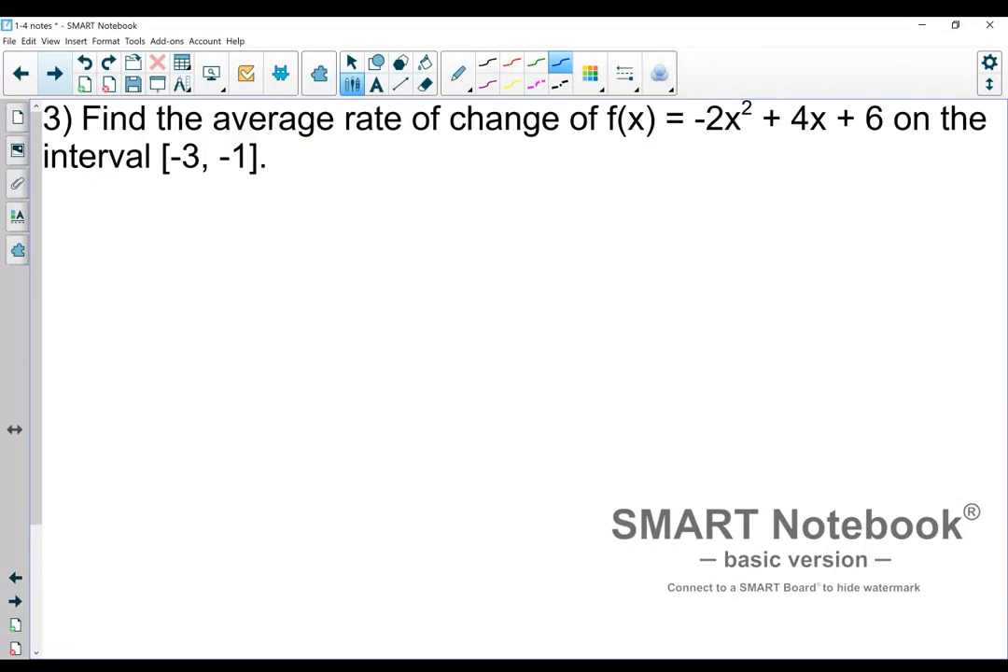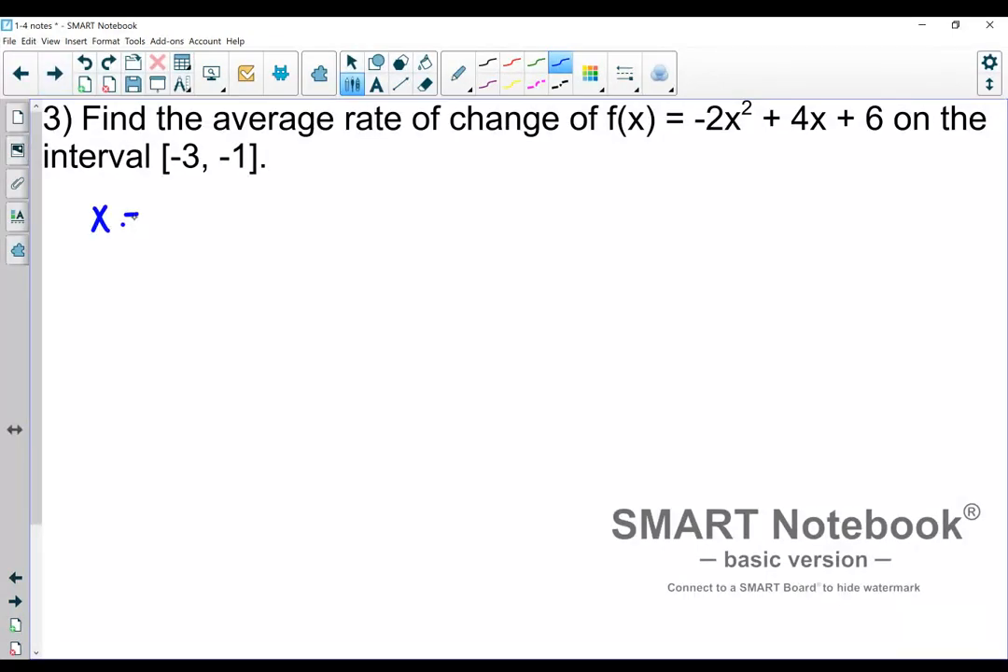So for our last problem, we're going to calculate the average rate of change. They give us an interval. It's hard brackets, so we know we can actually have those numbers, and those are going to be our values for x. So in order to do our slope, we're going to have to find f of -3. We're going to have to find f of 1.